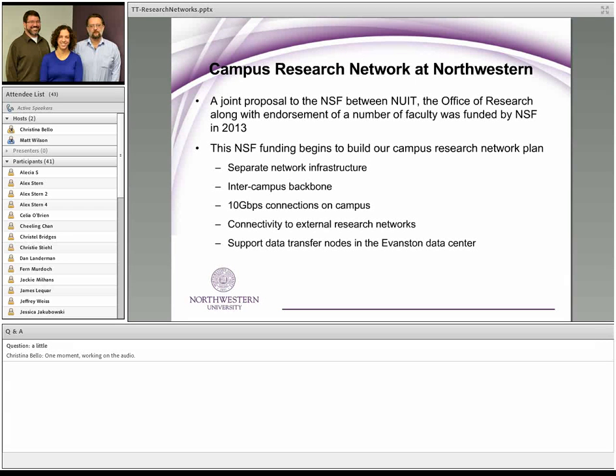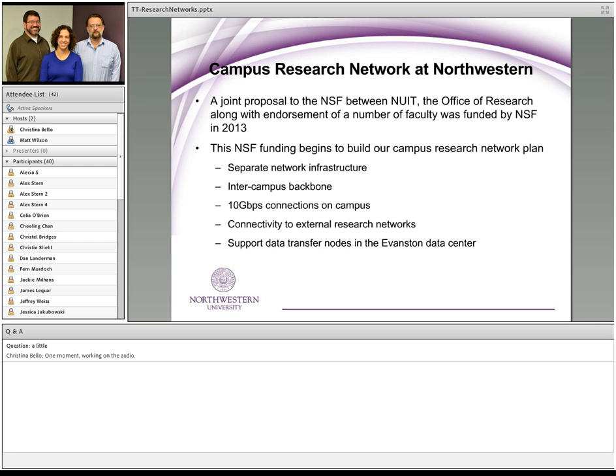Northwestern, in a joint proposal with the National Science Foundation between IT and the Office of Research, which was supported by the endorsement of a number of faculty with letters of support, won us a Campus Cyberinfrastructure program grant from the NSF in 2003. And that has allowed us to begin deployment of building out our campus research network plan.